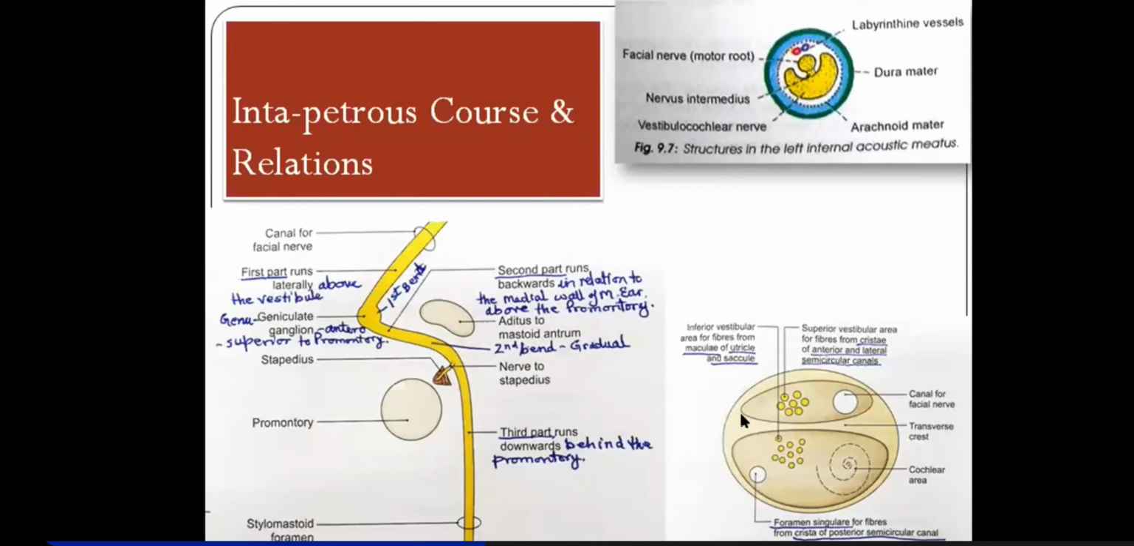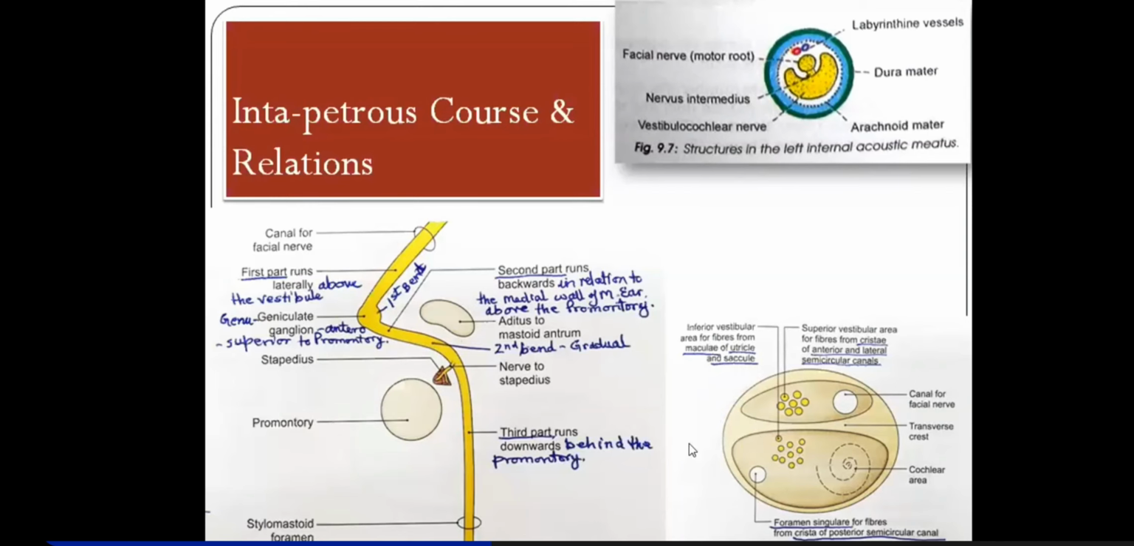Now what will pass in the inferior vestibular area? What was it for static balance? From the macula of the utricle and saccule. So remember the fibers from the crista of the anterior and lateral semicircular canals, these are the kinetic balance sensations, in the upper portion, the superior vestibular area. Then the static balance sensations from the macula, from the utricle and saccule, these fibers will pass through the inferior vestibular area.